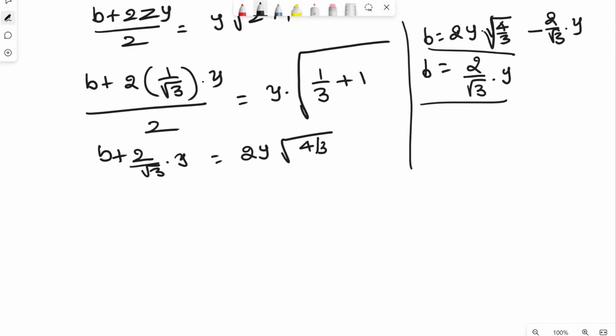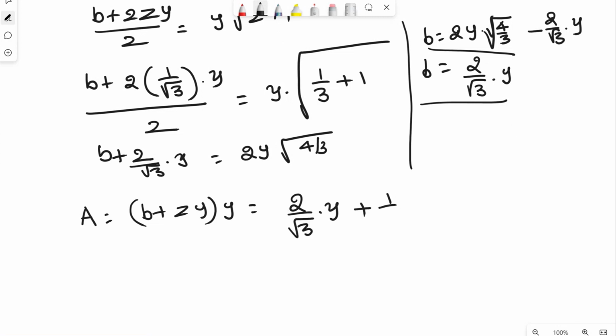Once that is over, then like the previous problem yesterday, we have calculated a is equal to b plus zy into y. Then we put b is equal to 2 by root 3 y plus z is equal to 1 by root 3 y into y. So this is actually 2 by root 3 plus 1 by root 3. That means if you take the total, it is going to be root 3 into y square. That is A.